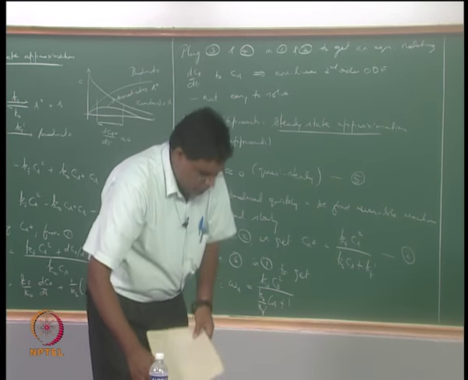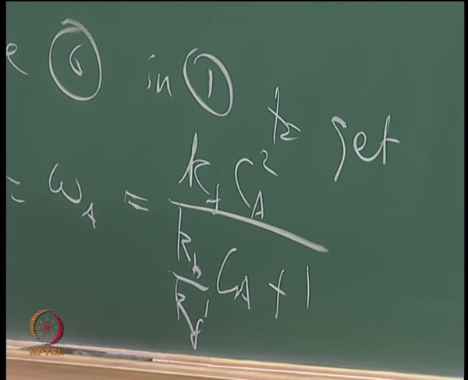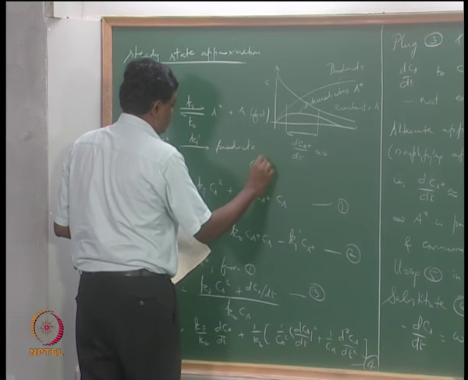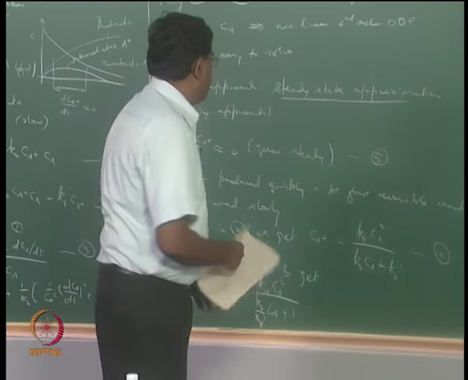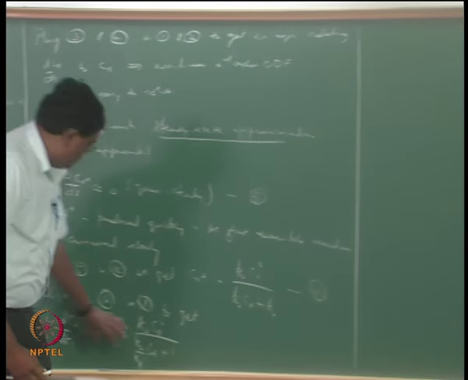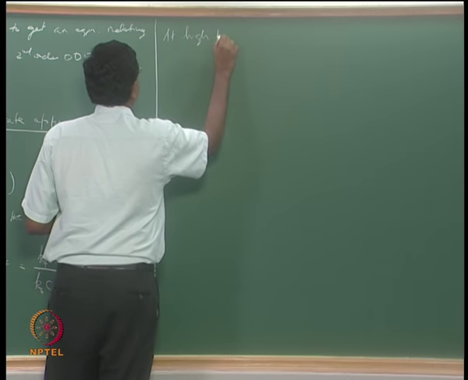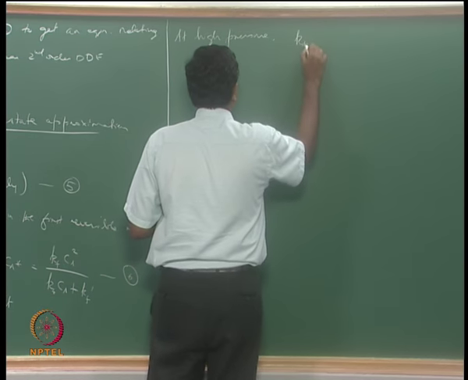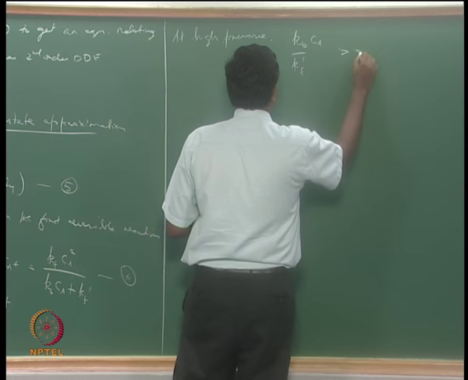Originally we said that this is going to be the fast and this is going to be slow. So with this in mind, we can now look at when you would have which condition, in terms of this term's comparison with unity. So at high pressure, KB CA over KF prime is much greater than 1.